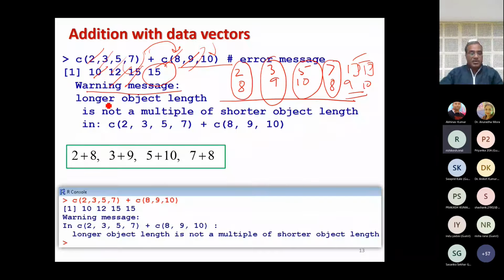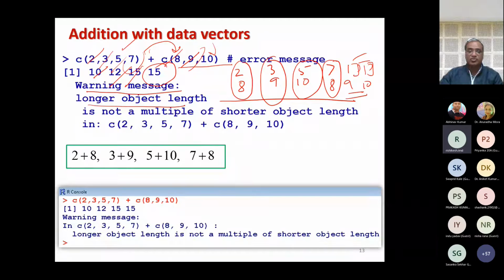The warning message says that the longer object length is not a multiple of the shorter object length. Right, so this is trying to say the same thing: in the second data vector you have 3 elements, and in the first data vector you have 4 elements. So this is not exactly a multiple. That is why it is giving you a warning message.